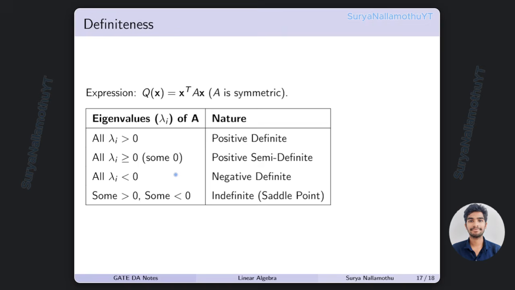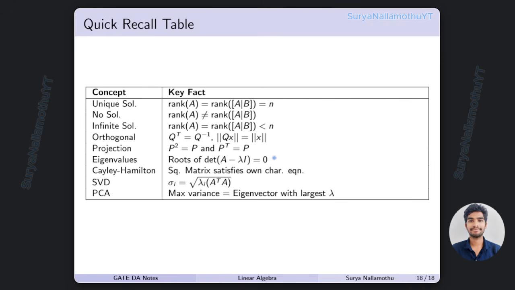Next, expression. Here we show quadratic expressions q of x. By the nature, if the eigenvalues are greater than 0, it is positive definite. If greater than or equal to 0, it is positive semi-definite. If less than 0, it is negative definite. If indefinite, with some greater than 0 and some less than 0, at that point we get the saddle point situation.